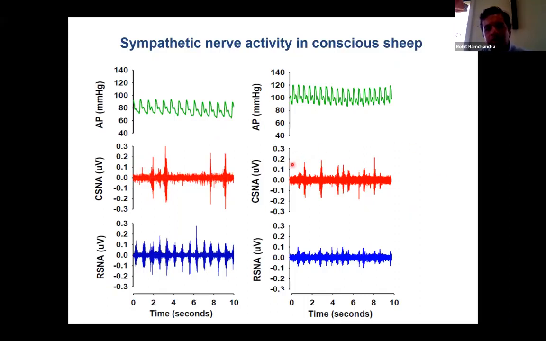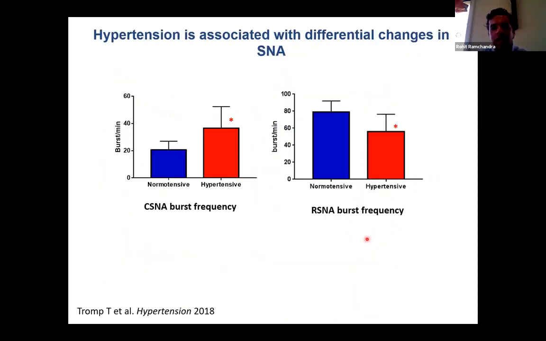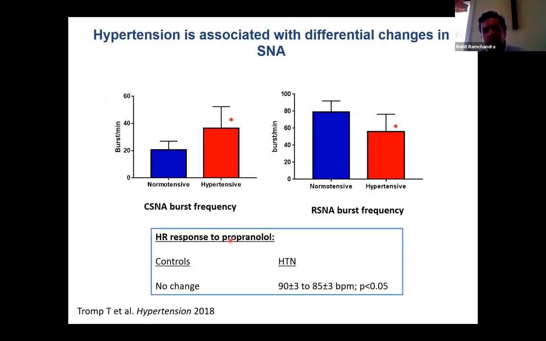And you can see just in this animal, the number of bursts seems to be elevated to the heart, but if anything, seem to be reduced to the kidney, and our mean data effectively replicate that. So initially, we showed that this model of renovascular hypertension is associated with an increase in cardiac sympathetic drive, but actually a reduction in renal sympathy. This increase in cardiac sympathetic drive appears to at least modulate some degree of heart rate in these hypertensive animals.